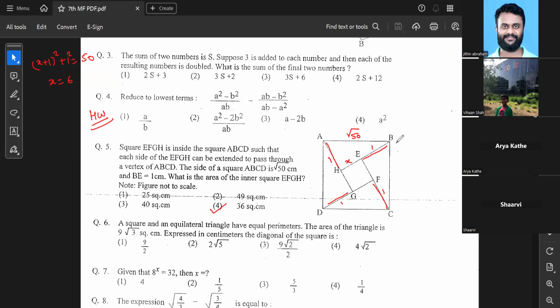After that, what did I do? I considered this particular right angle triangle. This is 90 degree, which means I can apply Pythagoras theorem over here. One side square plus other side square is equal to hypotenuse square. So (x plus 1) square plus 1 square is equal to 50. And when I solved it, I got the value of x as 6. You can try it out and let me know if you're getting a different answer.